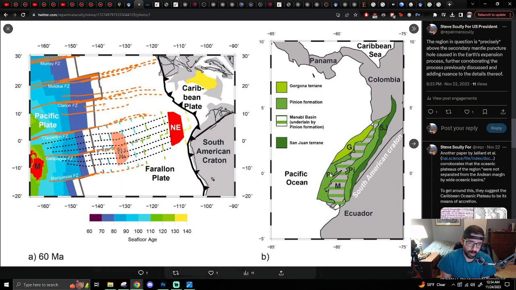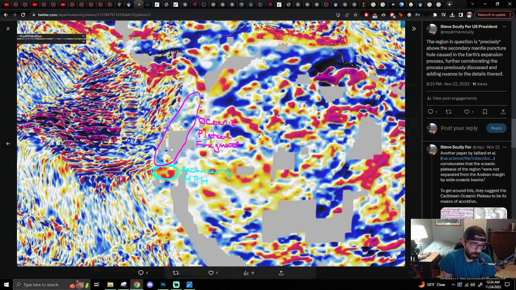So here's the Pinon formation, as well as a basin underlaid by the Pinon formation. So it's kind of separated. It's got like a divot to it. And then another terrane, which we'll come across in more detail, the San Juan terrane. I'm not sure about the Gorgona terrane, I might have a post about it. And then I just put, here's where the oceanic plateau fragment is.